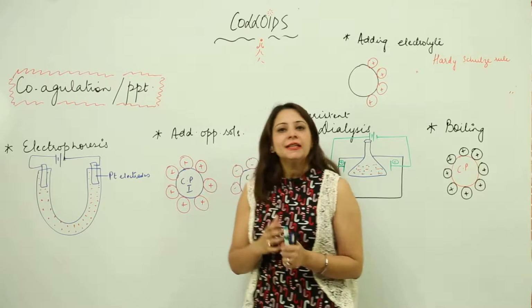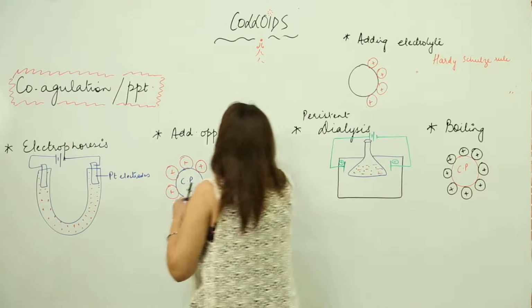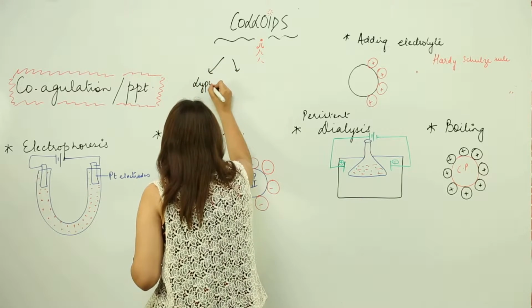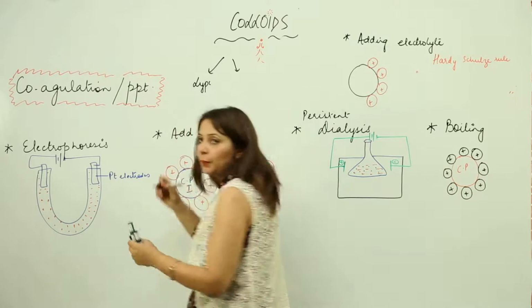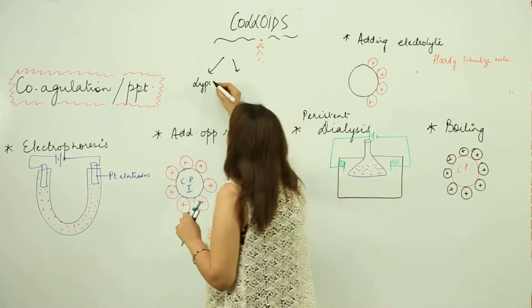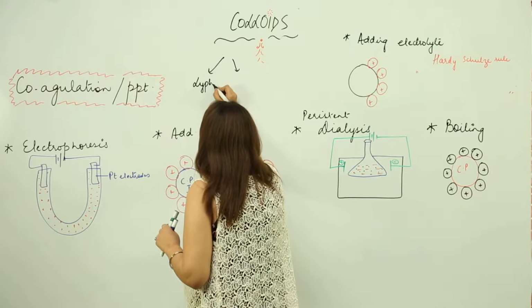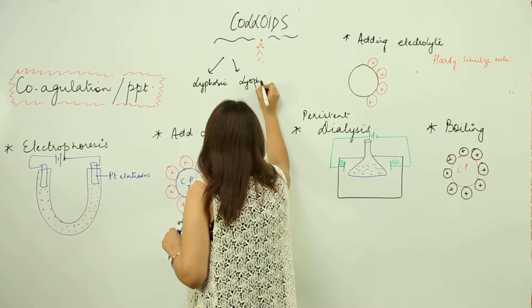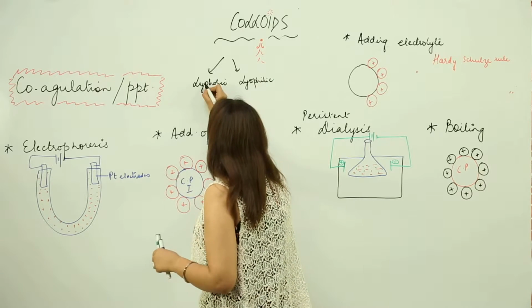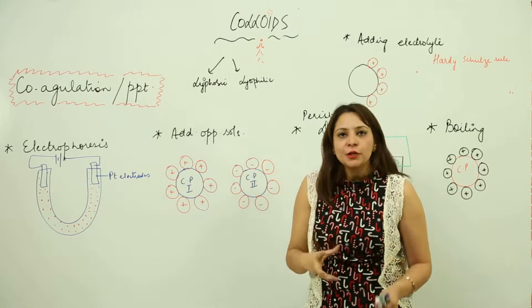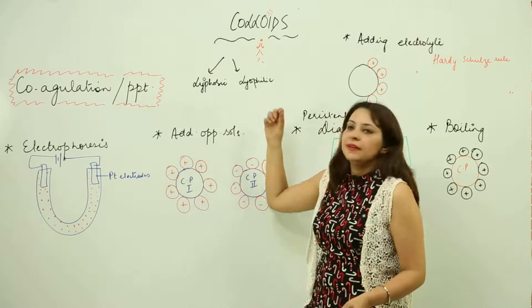What is the reason behind the colloids getting coagulated? The reason is that, as you already know, we have two types of colloids depending upon the interaction between the dispersed phase and the dispersion medium. One is lyophobic and the other is lyophilic.